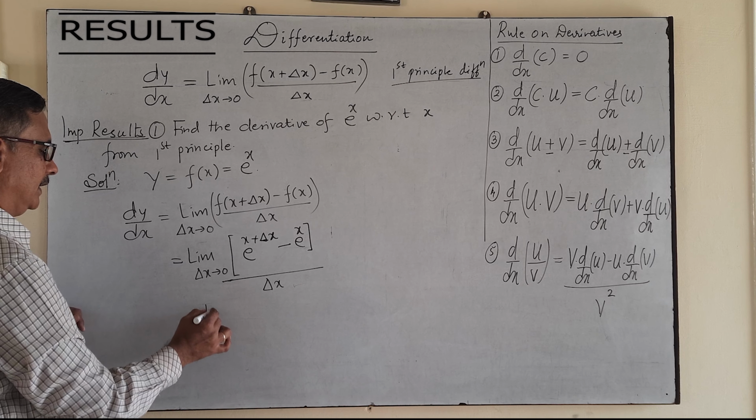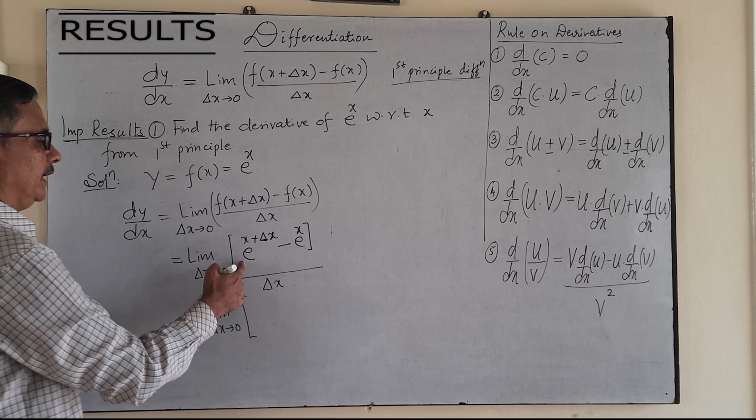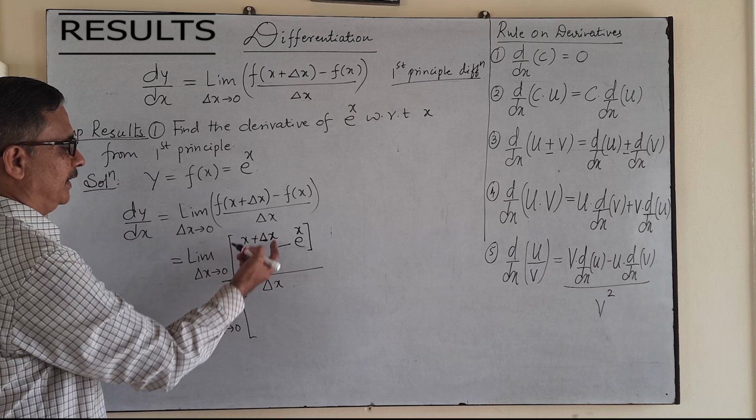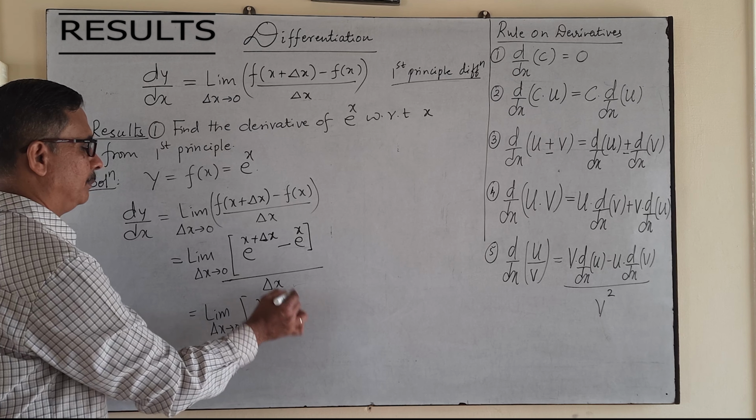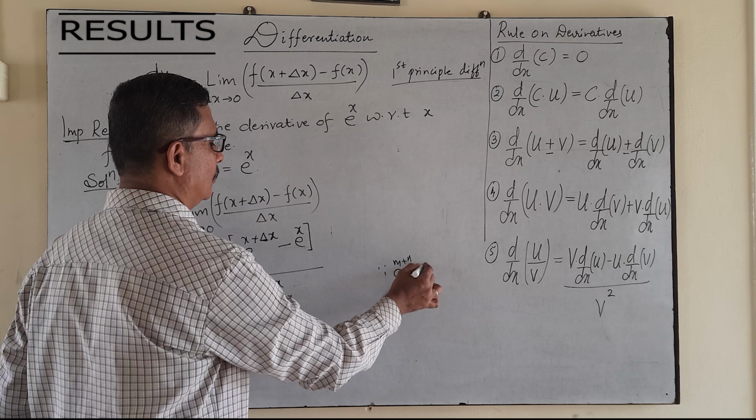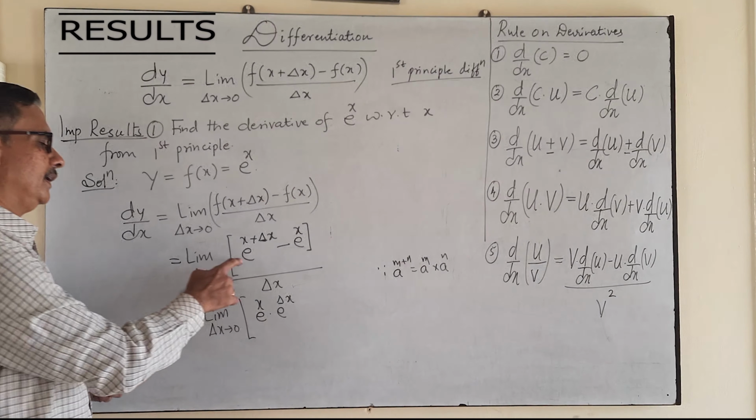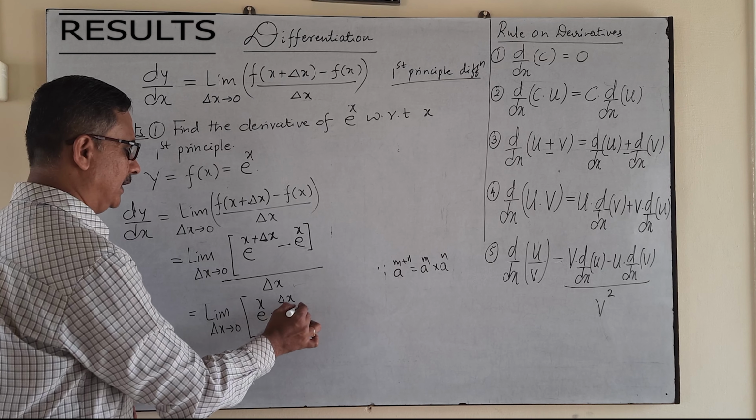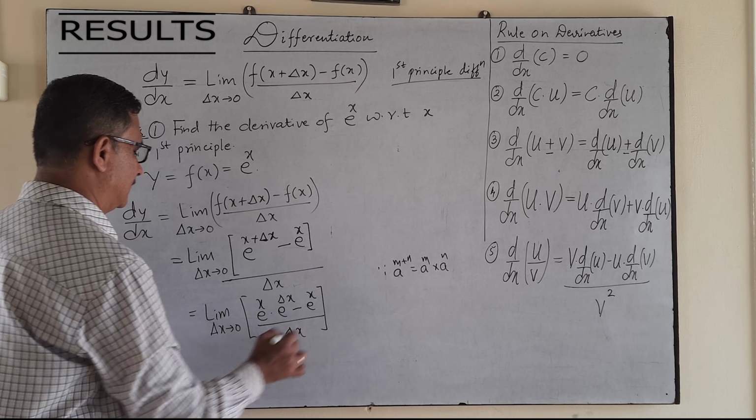Okay, now that is equal to limit delta x tends to 0, e power x plus delta x. By using the law of indices, we split this. How to write? We write e power x into e power delta x, because you know that a power m plus n is equal to a power m into a power n. E power x plus delta x is equal to e power x into e power delta x, minus e power x, divided by delta x.